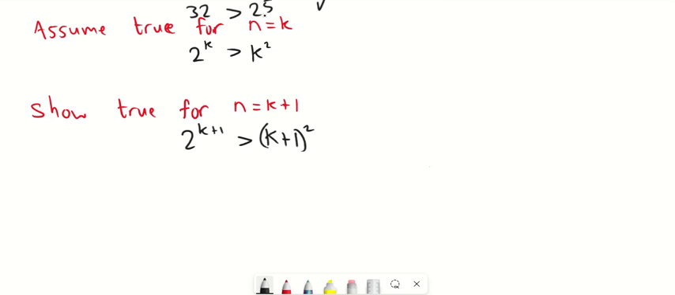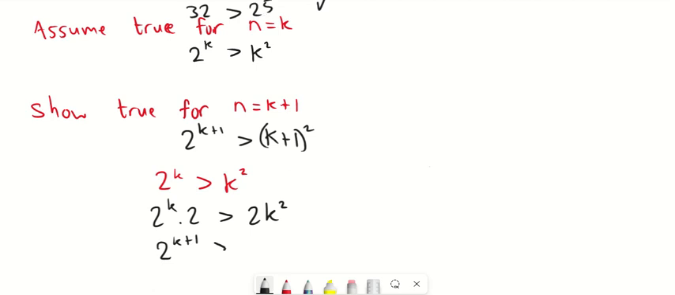Now the assumption, I'm going to put it back in here. So we said in the assumption that 2 to the power of k is greater than k squared. Therefore, if I multiply both sides by 2, I would get 2 to the power of k times 2 is greater than 2k squared. And the left hand side is the same thing as 2 to the power of k plus 1. So that has to be greater than 2k squared.